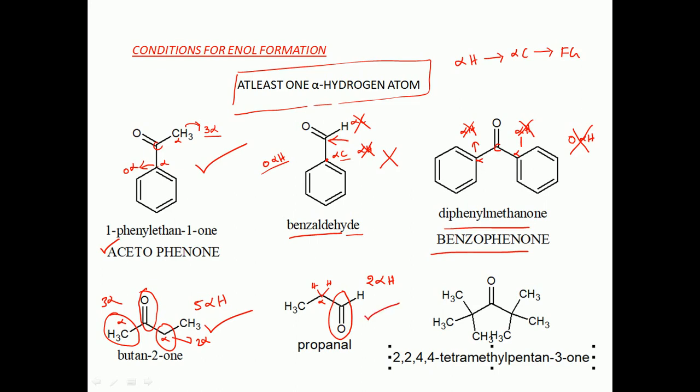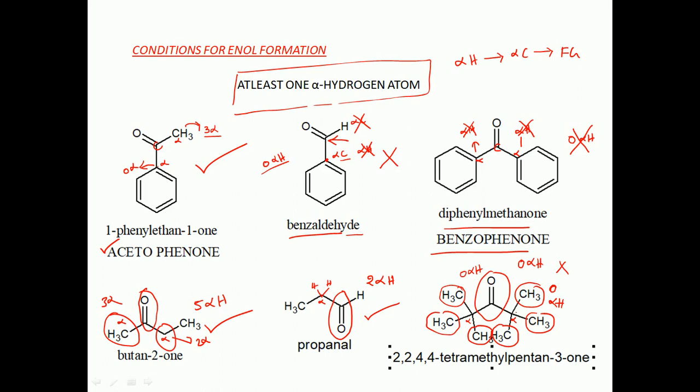Next, 2,2,4,4-tetramethylpentan-3-one. What is the functional group here? The functional group is the ketone. What is the alpha carbon? The functional group attached carbon. On the right hand side you have one alpha carbon, on the left hand side you have one alpha carbon, but on this alpha carbon you don't have any hydrogen. You have the methyl groups. So this side an alpha carbon is present but 0 alpha hydrogens. On the other side also an alpha carbon is present, but instead of hydrogen what is there? Methyl groups. Here also you have 0 alpha hydrogens. So this molecule doesn't have any alpha hydrogen, so it cannot participate in enol formation.